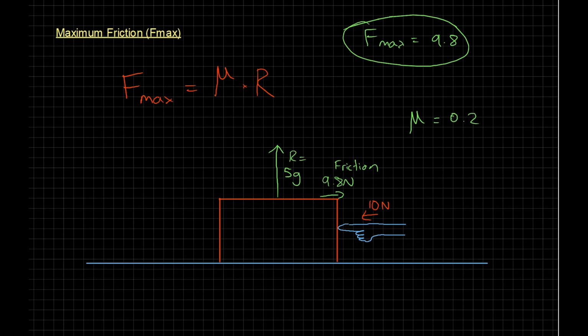And the point at which that object starts moving, that's when your pushing force has gone greater than the F max, which is this maximum possible friction. The way we find this F max is by multiplying mu, the coefficient of friction, times the resultant force. Okay, I hope that makes sense. All right, it's really important.